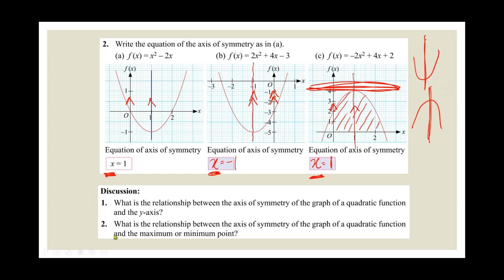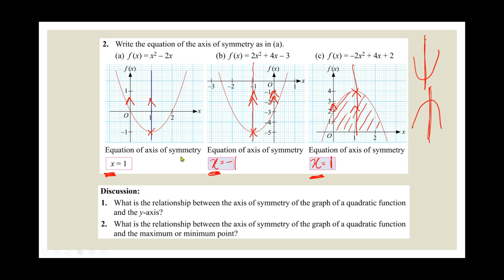Now we look at the second discussion here. What is the relationship between the axis of symmetry of the graph of a quadratic function and the maximum or minimum point? So we look at the first graph again. This one is maximum or minimum point? Minimum, right? Okay. What about this one? Minimum or maximum? Minimum, good. This one, minimum or maximum? Maximum. Okay, this one is maximum.